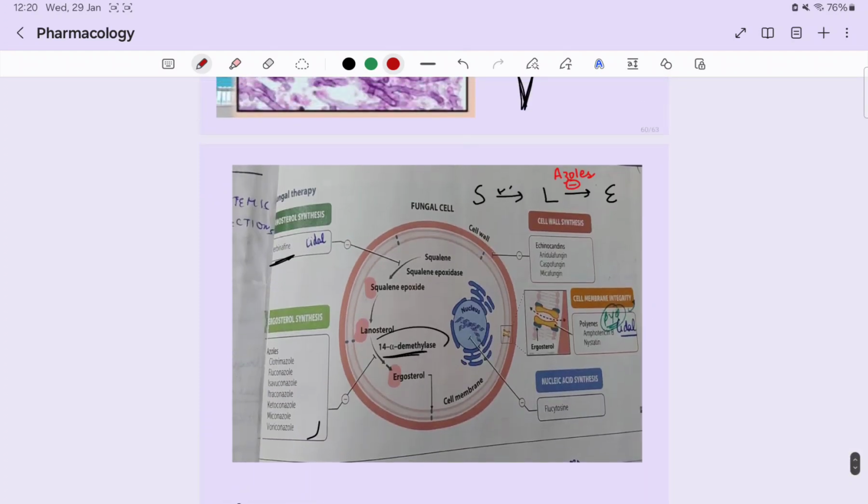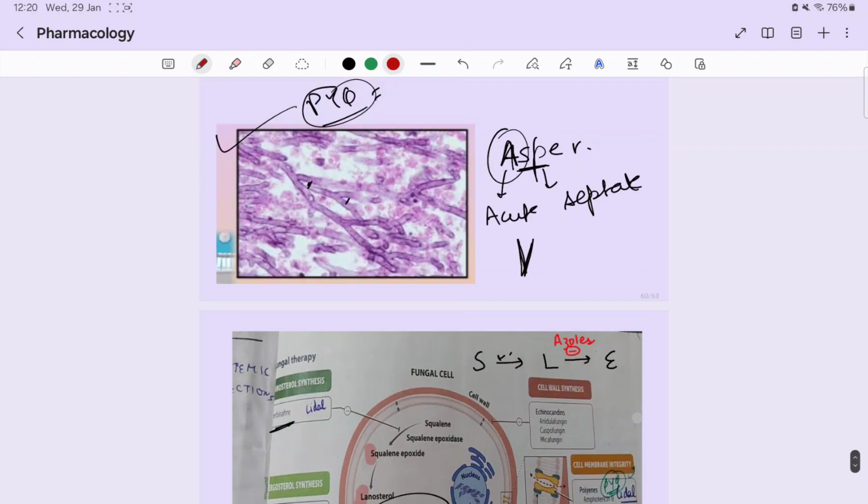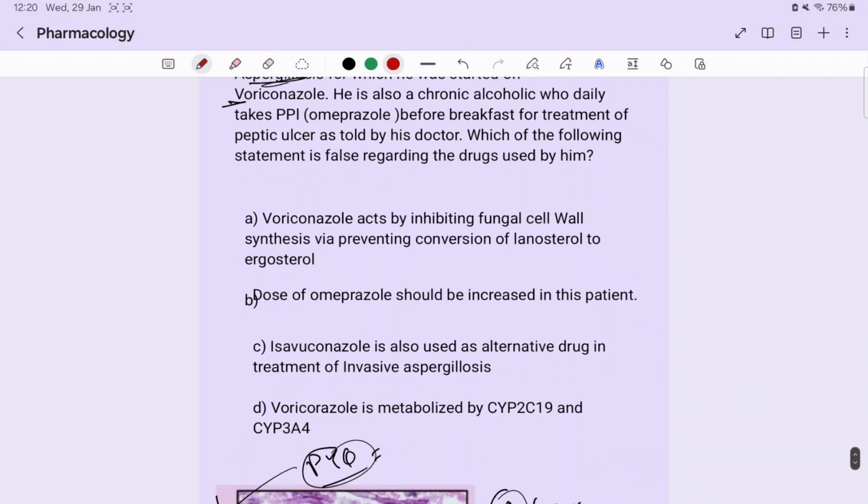This is a picture from First Aid. You should know all the mechanisms of action. Today we are only discussing azoles. Now coming back to the question: voriconazole acts by inhibiting cell wall synthesis by preventing conversion of lanosterol to ergosterol. We write SLE. From S to L, squalene epoxidase is inhibited by terbinafine, which is a cidal drug. L to E, 14 alpha demethylase, is inhibited by azoles. So yes, this is a correct statement.